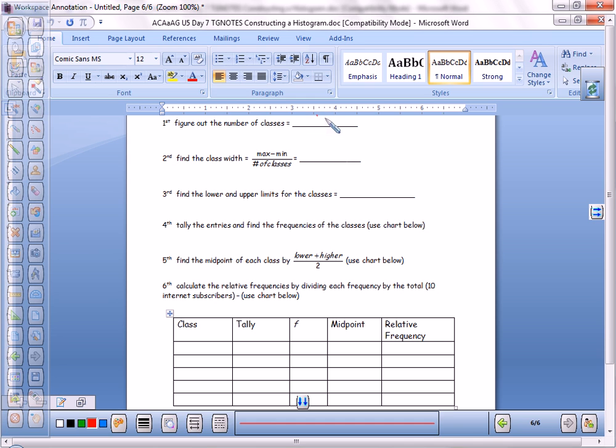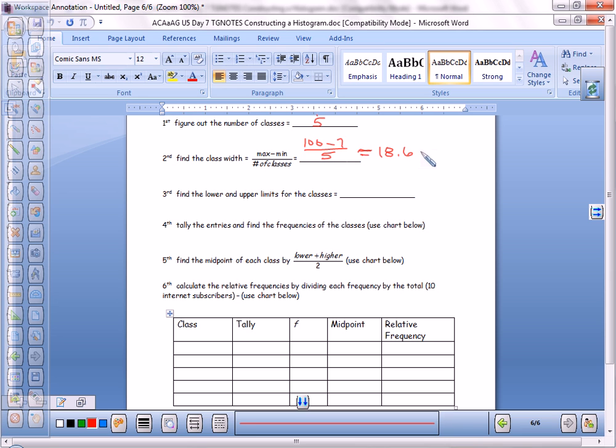Now we find the class width. What is the maximum value? 100. What is the min value? 7. Divided by how many classes? 5. This is 18.6. But we round up to 19.